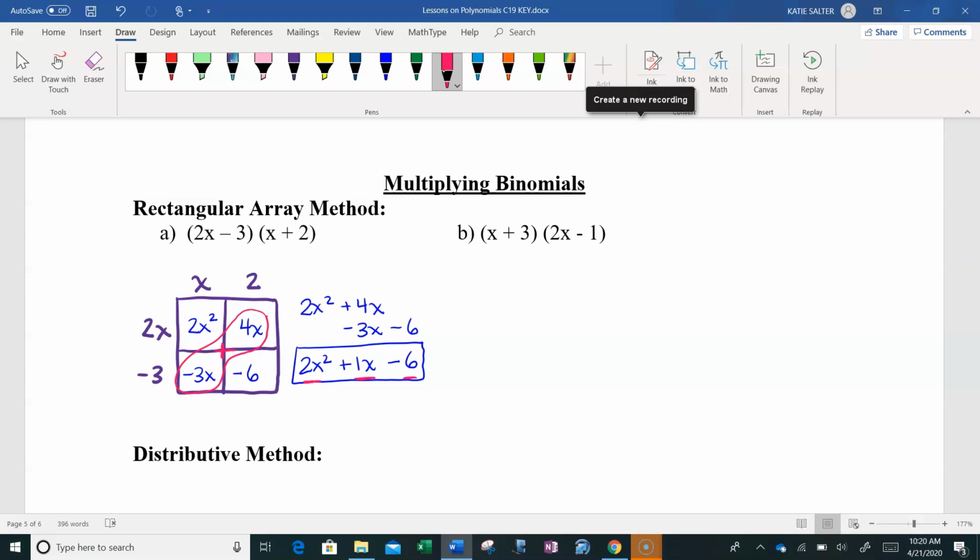Okay, so pause the video. In just a second, write down the next problem. Try to do it with your box, and then when you're done, start the video back.